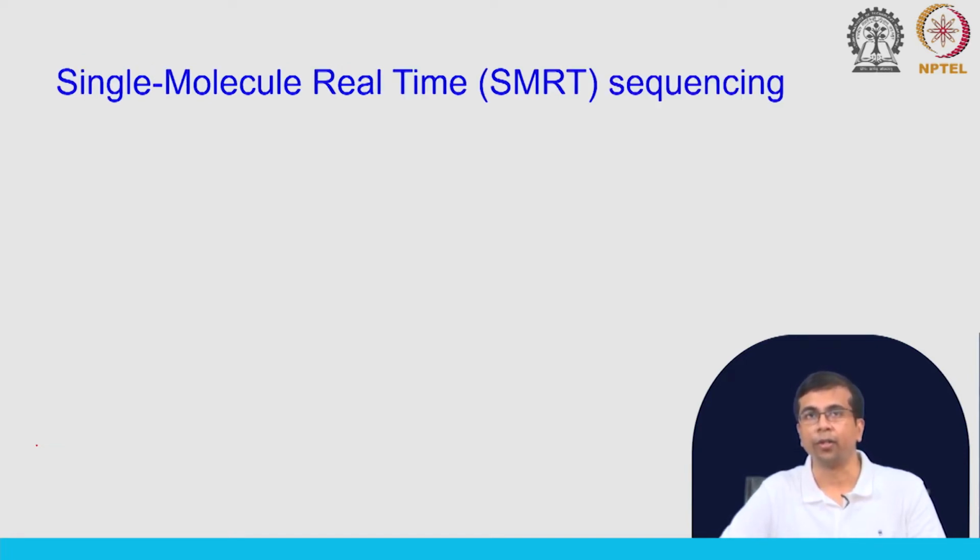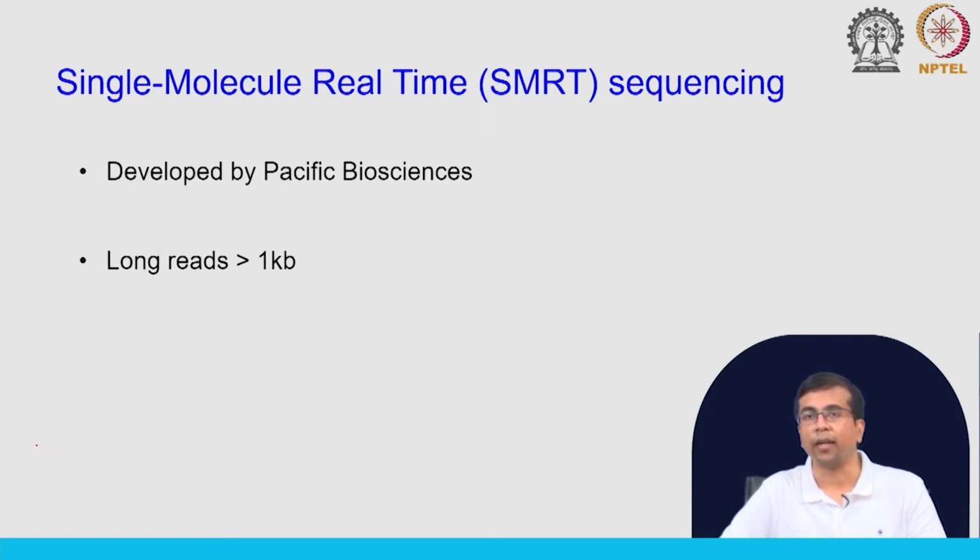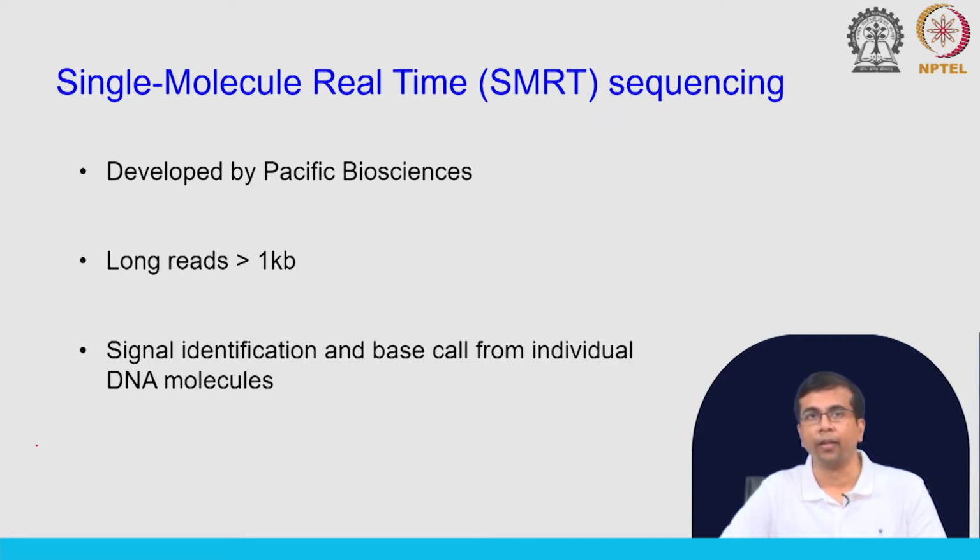Okay. So, today we will talk about one such technology that allows us to generate these long reads, and this is called single molecule real time sequencing, or SMRT sequencing in short, and this was developed by Pacific Biosciences. We get long reads greater than 1 kb, and sometimes we also get reads of 5 or 10 kb length. And the other advantage of this method is that we have signal identification and base call from individual DNA molecules.